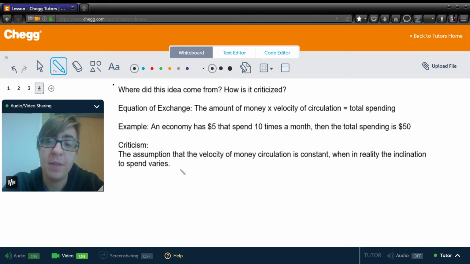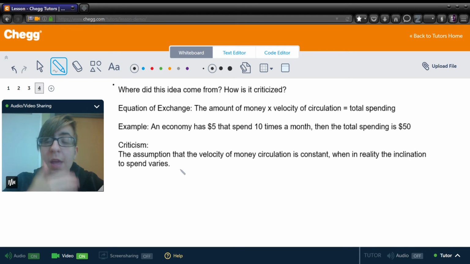Additionally, it comes from this idea called the equation of exchange, which, as I have typed out, basically means the amount of money times the velocity of circulation equals total spending. So I have that if an economy has $5 and they spend 10 times a month, then the total spending is $50. If an economy has $3 and they spend 5 times a month, then the total spending would be $15. If the economy had $1 and they spent 5 times a month, then the total spending would be $5. It's just that general idea. So whatever the total amount of money in the economy is, times the velocity of circulation, so how many times it turns over.